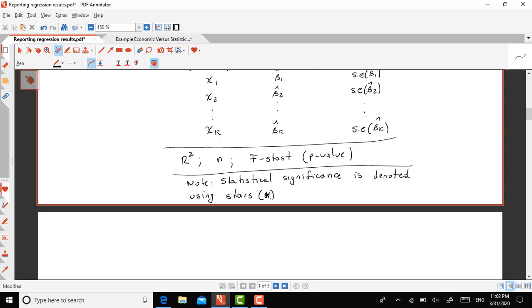Okay, so if you have one star next to a coefficient, so one star denotes significance at the 10% level.